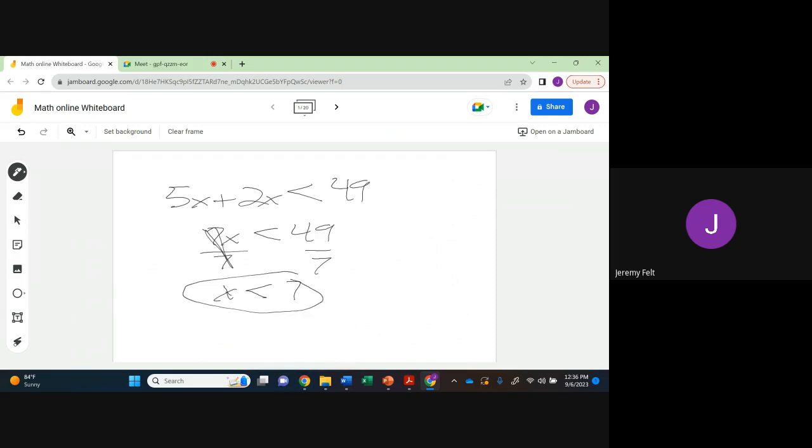Okay, so I can put any value in less than 7. I could put in 6. I could put in 5, 4, 3, 2, 1, 0, -1, -10, -100, any value less than 7. So this one, we're not solving for just one value, what x equals. We're solving for a range of values. X is less than 7. Or if we had x is less than or equal to 7, we'd say x is less than or equal to 7.